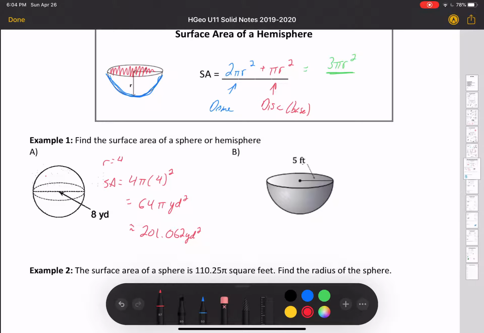For the hemisphere, the radius is 5. So the surface area is going to be 3 pi r squared. That's going to be 75 pi feet squared, or around 235.619 feet squared. Okay?